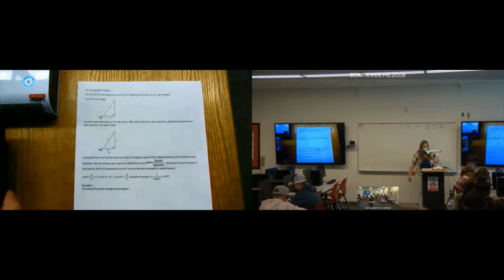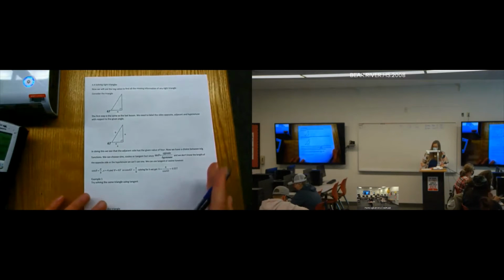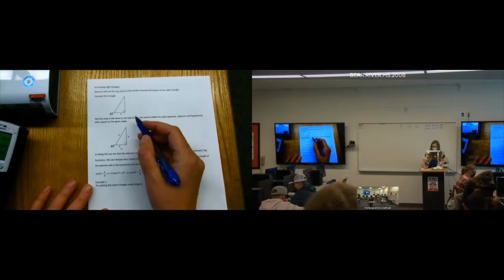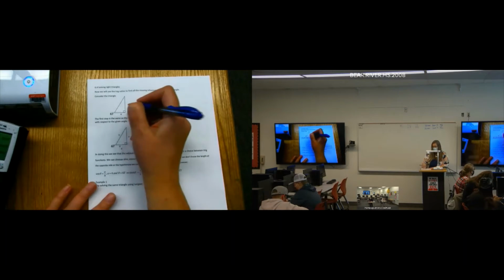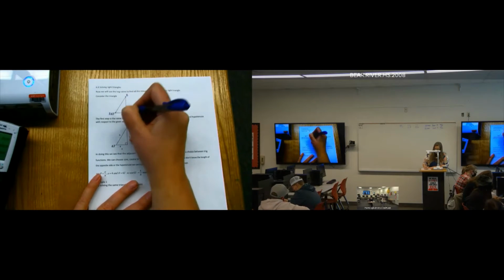We're now all in the right mode. We're going to consider this triangle right here. And we want to find all the missing stuff on this triangle. Okay? So what we need is we have a triangle. We'll label this corner A, this corner B, and this corner C.